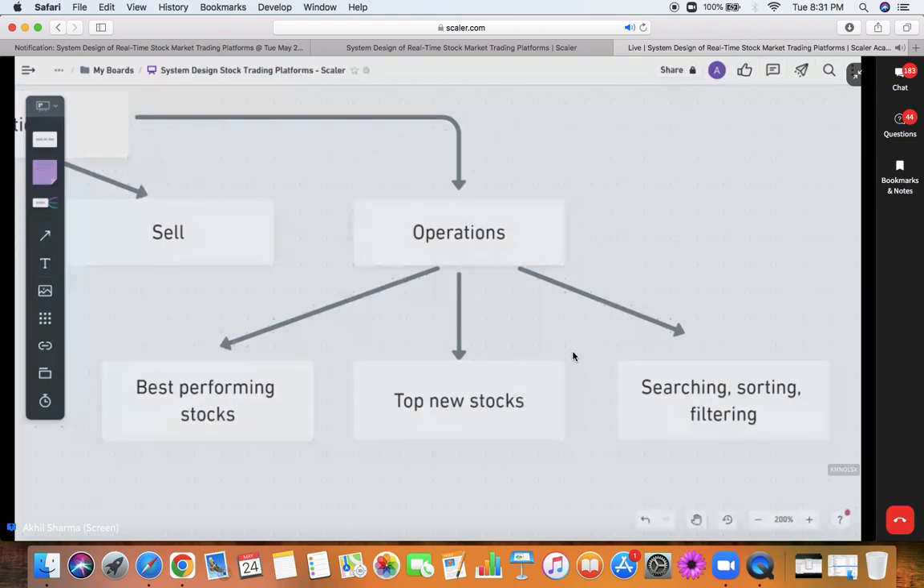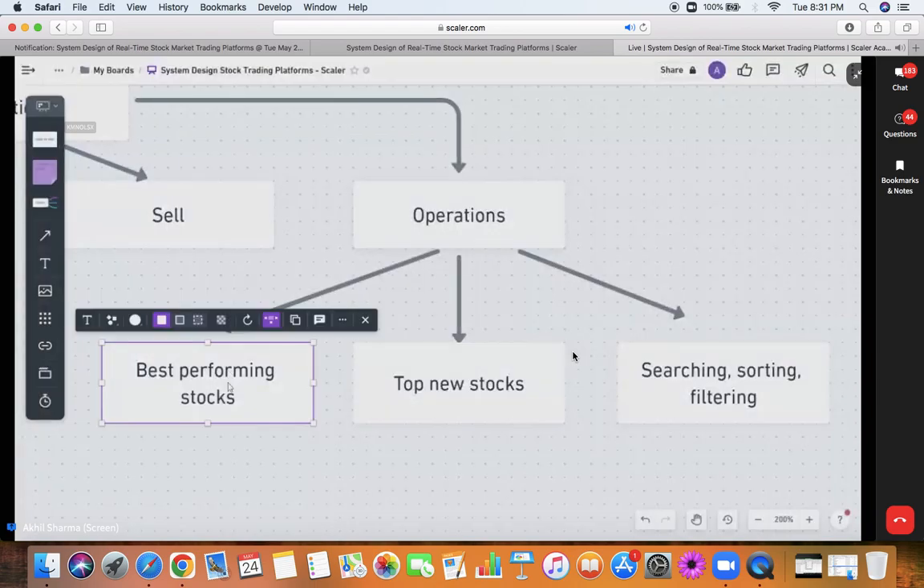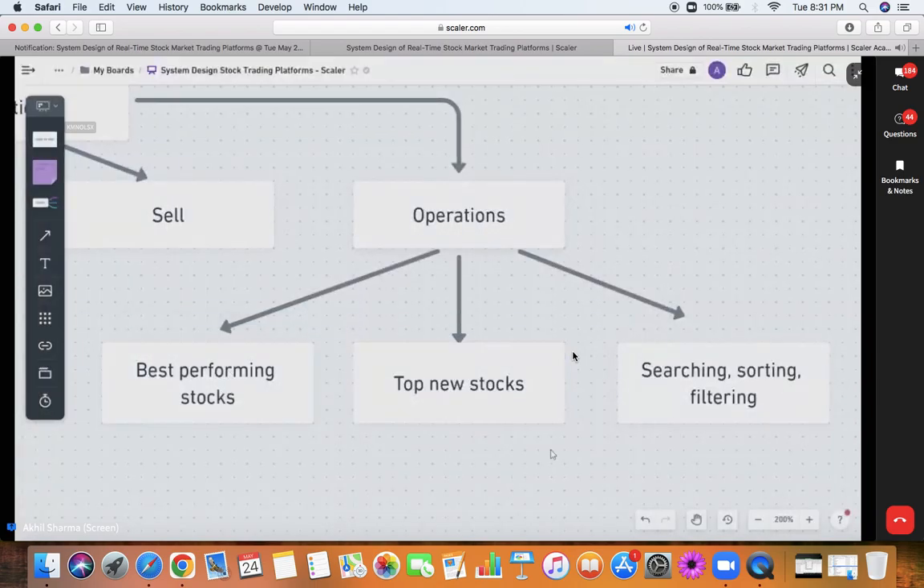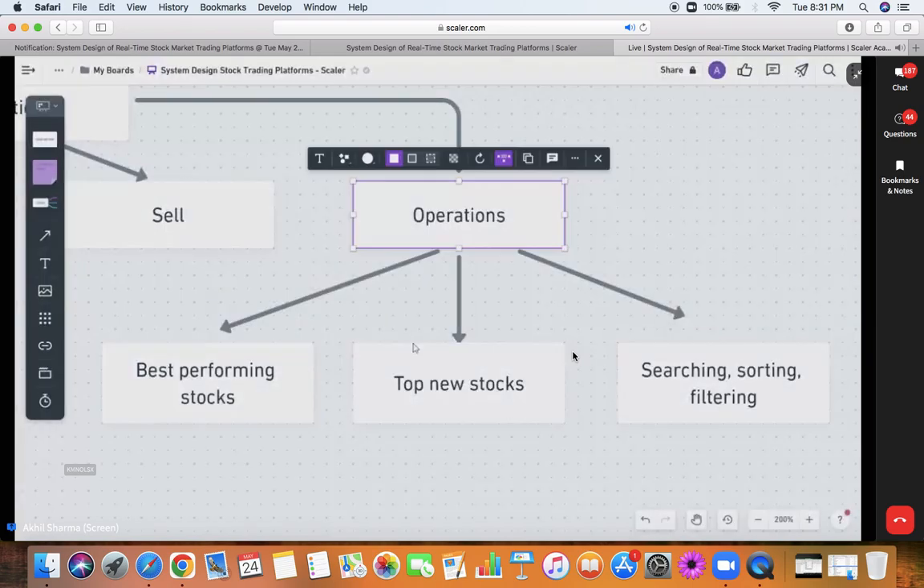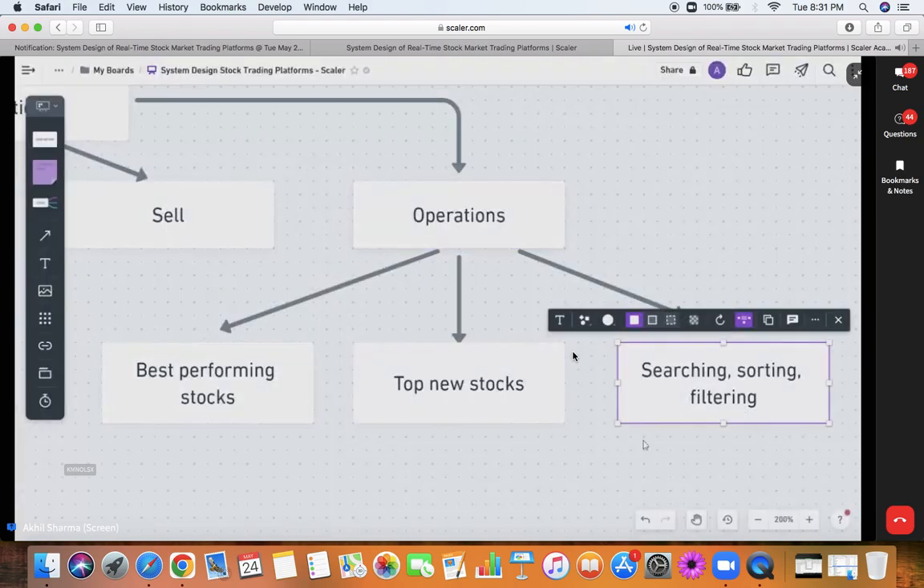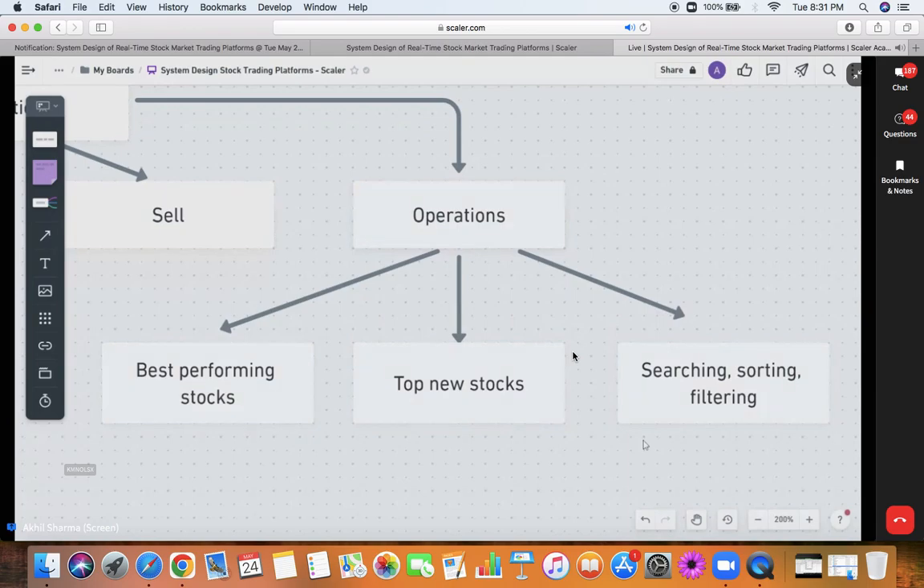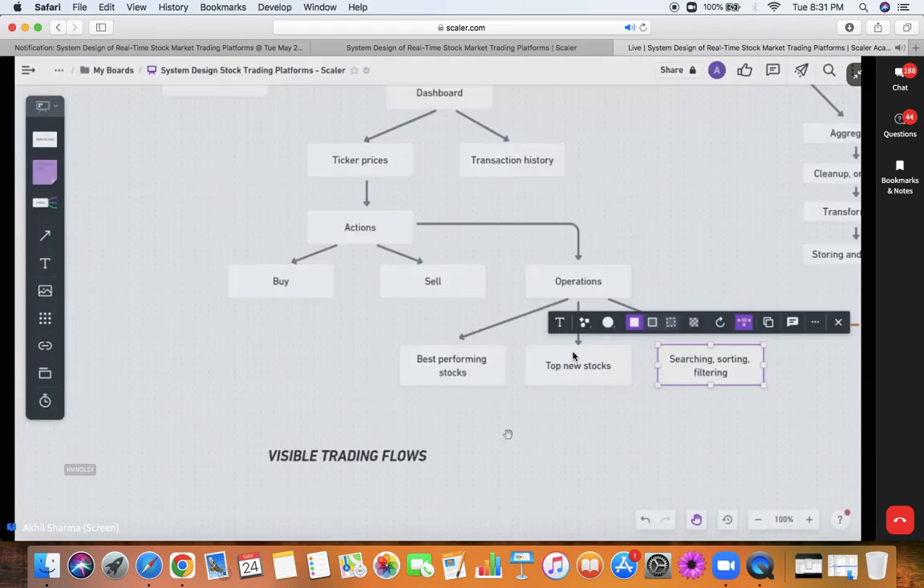Similarly with FTX and Binance, if you buy crypto, they use a lot of nice charts and graphs, right? That's why people use them a lot. Candlesticks and all those graphs you get. Now you can see the best performing stocks in the past. You can see the top new stocks, the highest performing stocks, and then you can do a lot of searching, filtering, and sorting. These are three main operations on a stock. When I say best performing stocks, you get those charts. You can compare one stock with another. You can see its performance over time. You can select 1 year, 3 years, 5 years, all those UI elements. All of those are operations, and we both know there are hundreds of things you can do there, but very simplistically I'm saying there are three things, right?